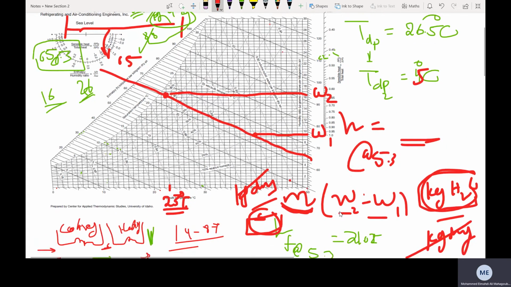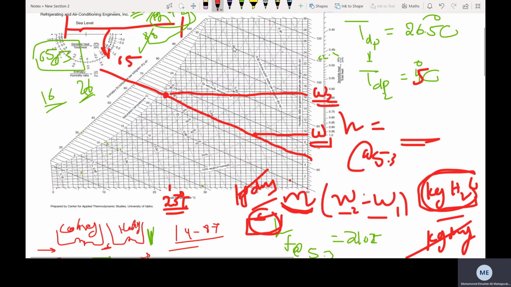If he tells you the humidity increase, then you say omega 2 minus omega 1 only, multiplied by m dot, and now you have the amount of water injected in the process. If it was cooling, going like that, you say omega minus omega, multiply by m dot, and this will be the amount of water condensed, because here I have condensation. If you have heating and humidification, this will be the amount of water injected as well.